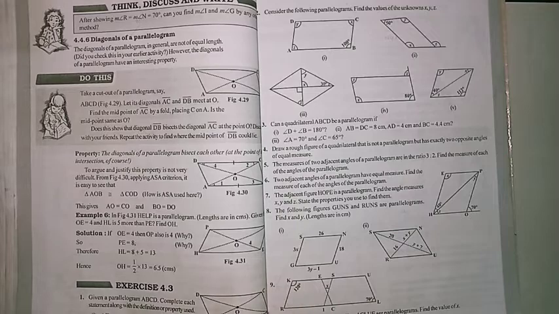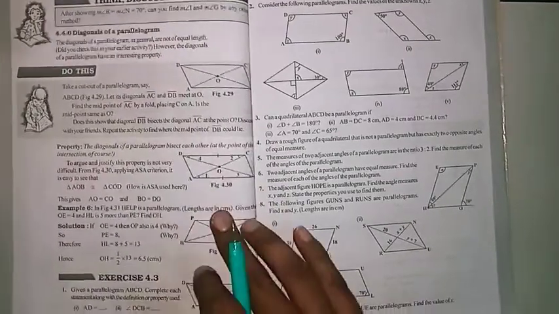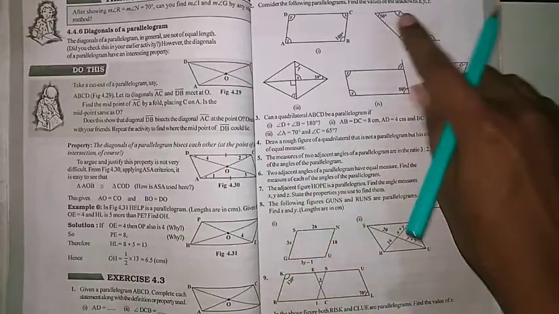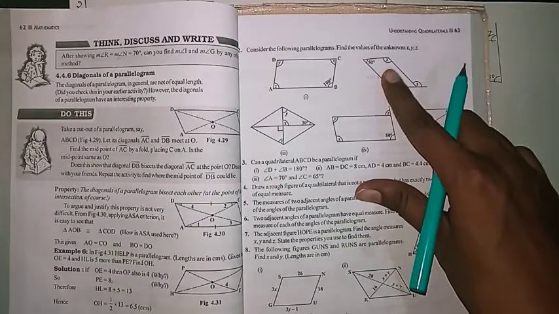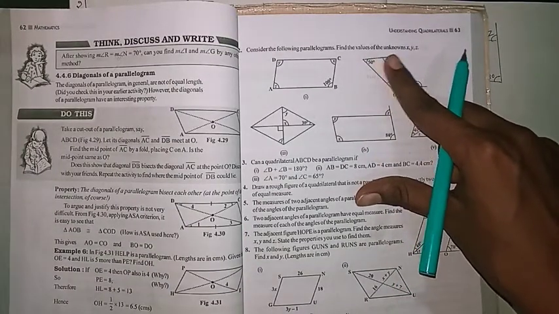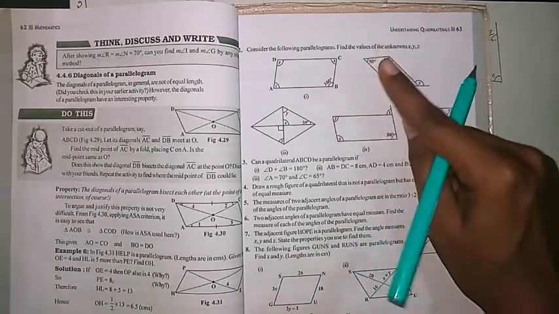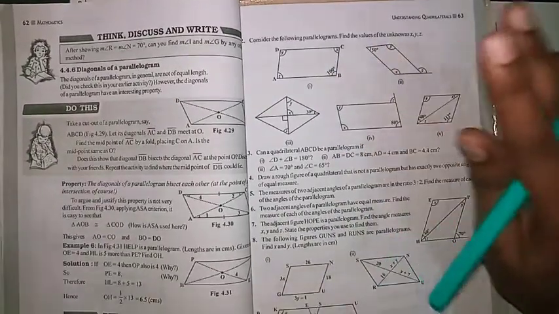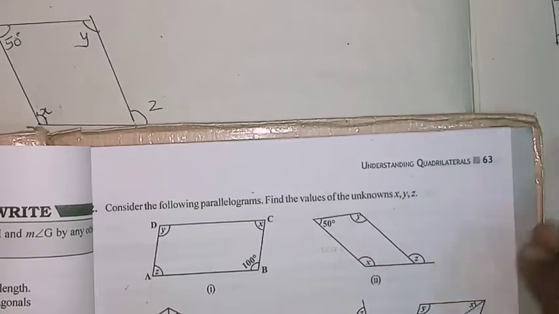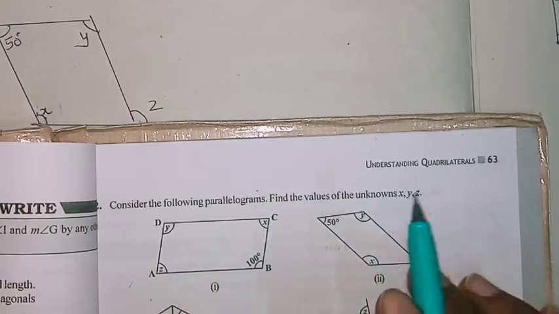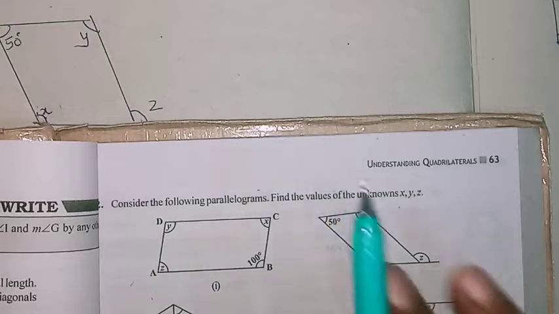In the previous class we discussed quadrilaterals, exercise 4.3, page number 62. From the first problem, then in the second problem: consider the following parallelograms, find the values of unknowns x, y, z. In that first problem we have solved. So today we will move towards the second problem. Here you can observe the diagrams they have given are parallelograms.